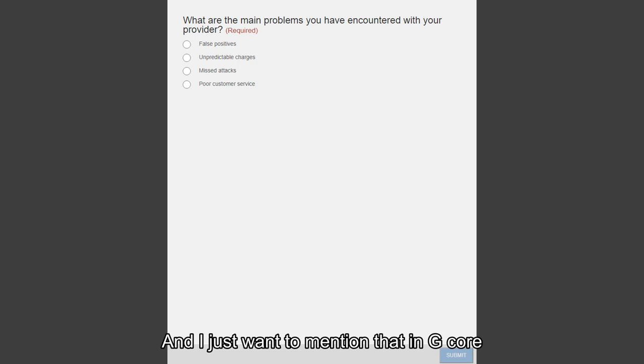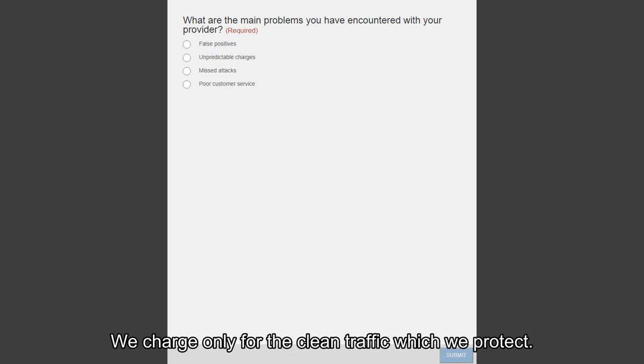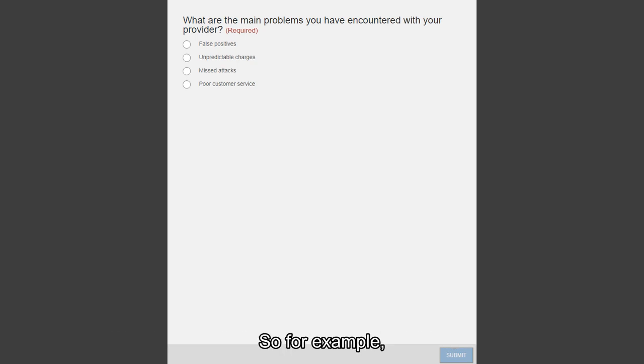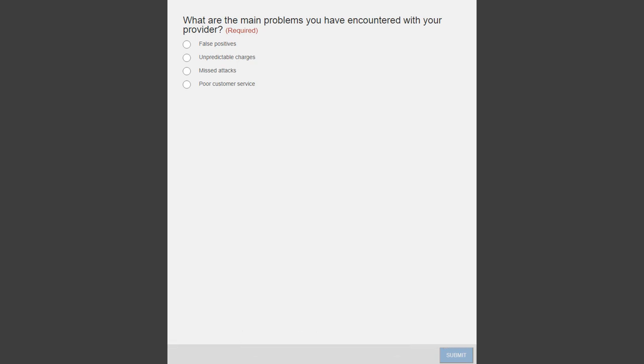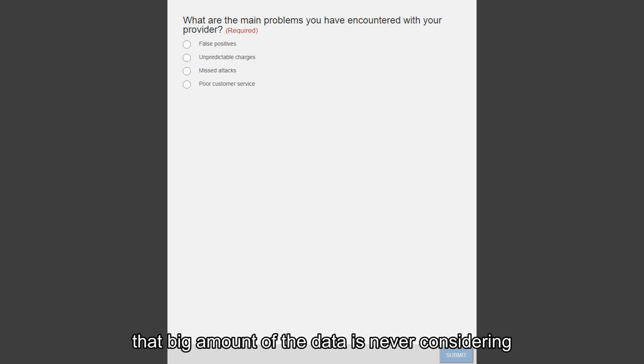And I just want to mention that in Gcore, for DDoS protection, our charges are pretty straightforward. We never ever charge for the DDoS attack itself. We charge only for the clean traffic which we protect. So, for example, if your application during the normal hours, not the peak hours, uses something like 100 megabit per second, you will be charged only for that volume. And the DDoS attack, that big amount of data, is never considered in our charges.